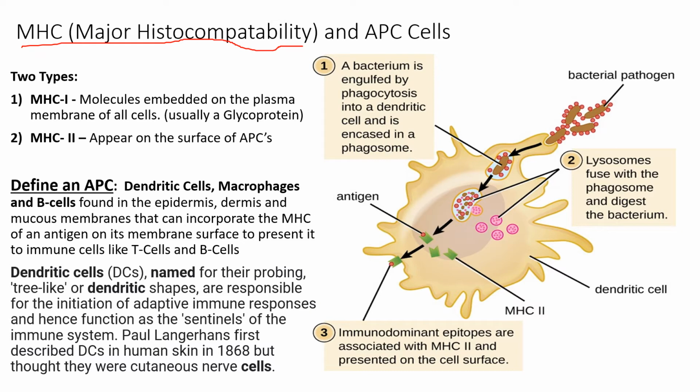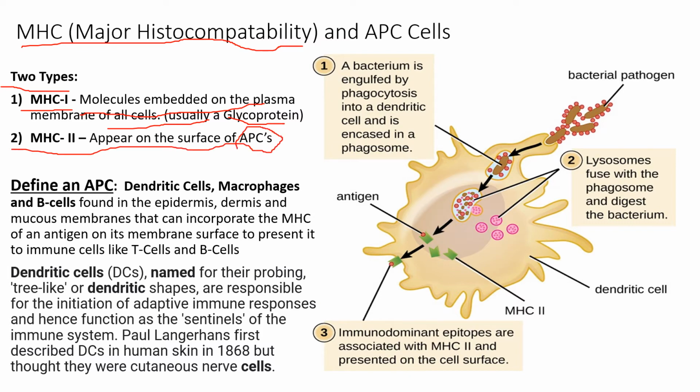And each antigen, each bacteria, virus has their own proteins on it. And so there's two basic types. The first type we call MHC1, and that's the molecules embedded on the plasma membrane of all cells. And it's usually a glycoprotein. MHC2 appears on the surface only of APCs.